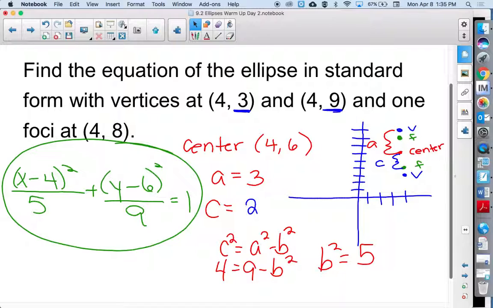So this front cover here has some formulas on it that you can start to use. Hopefully by Friday you'll have them memorized.